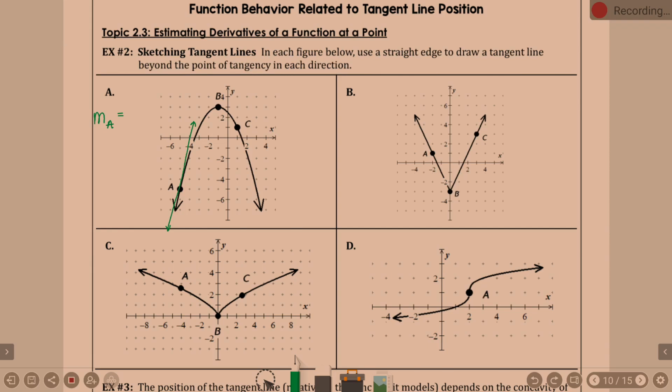Slope of the tangent line at point A. I said 5. Yeah, 5. Some positive number. It's going to be bigger than 1, definitely, because it's steep. So, approximately 5. Okay.